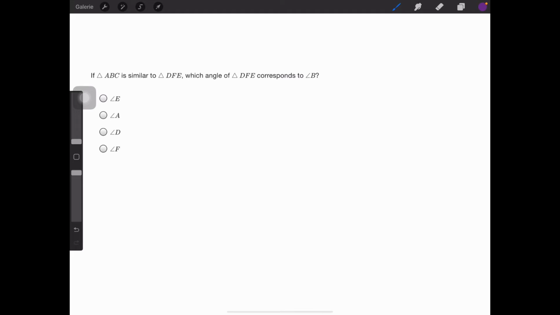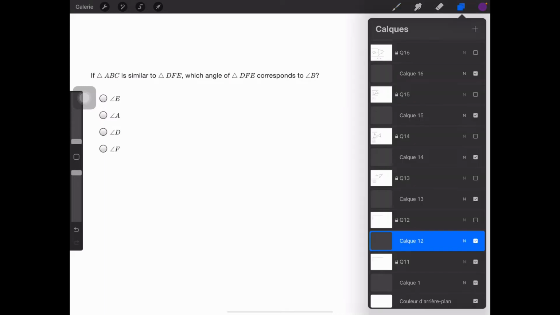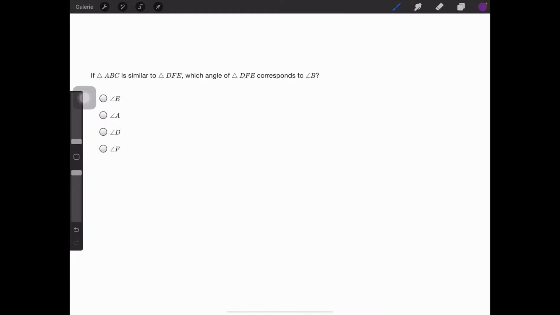Hey guys, we're looking at the unit test, unit 4. This is 7.5 similar figures. Let's jump right in. My first question is looking at two similar triangles, ABC and DFE.